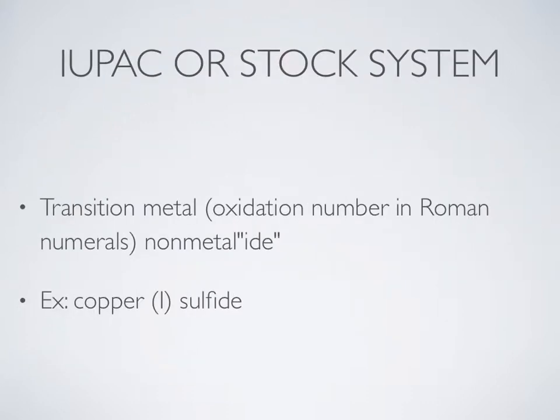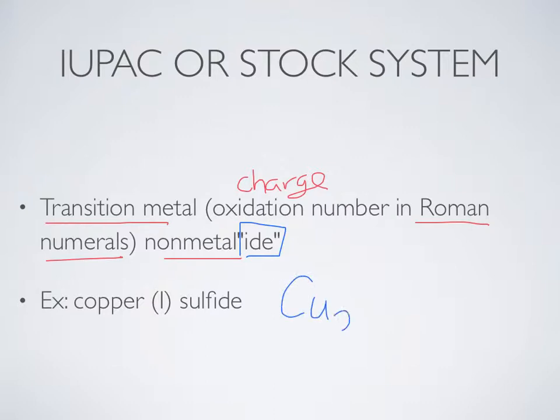So the IUPAC, or Stock system, is a transition metal, a Roman numeral that represents the oxidation number or the charge, and a nonmetal with an -ide. So, for example, we have copper(I) sulfide, which chemically looks like Cu2S.